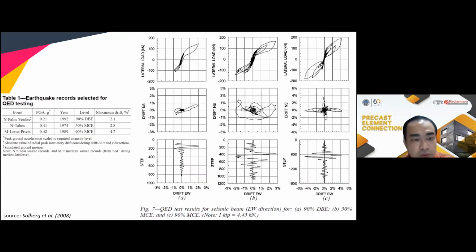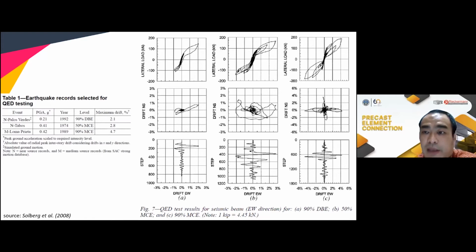Later on, instead of quasi-static cyclic loading, they also performed the pseudo-dynamic testing, trying to simulate the earthquake. Here they have three types of earthquake: 90% design-based earthquake, 50% of maximum considered earthquake, and 90% of maximum considered earthquake, with their respective maximum drifts. On the right-hand side, we can see the load displacement curve of the specimens when subjected to these earthquakes.